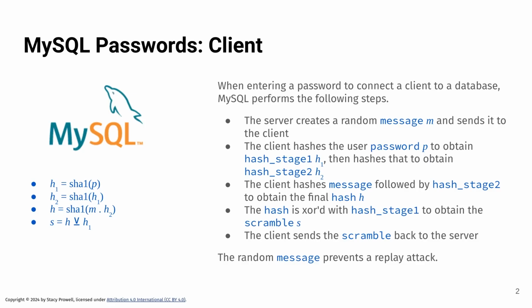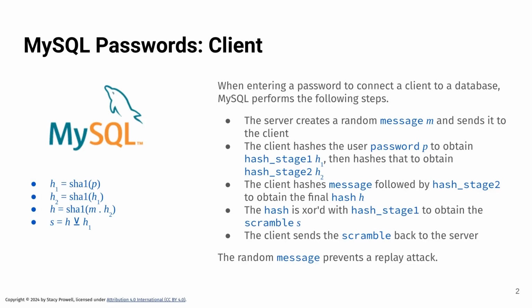Now, I take that hash, I take the stage 1 hash, and I exclusive OR them together. I can do that, right? They're hashes, assuming we use the same hash function, that have the same length. So I just straight up exclusive OR the bytes. I'll call the result of that the scramble. And then I send the scramble back to the server.